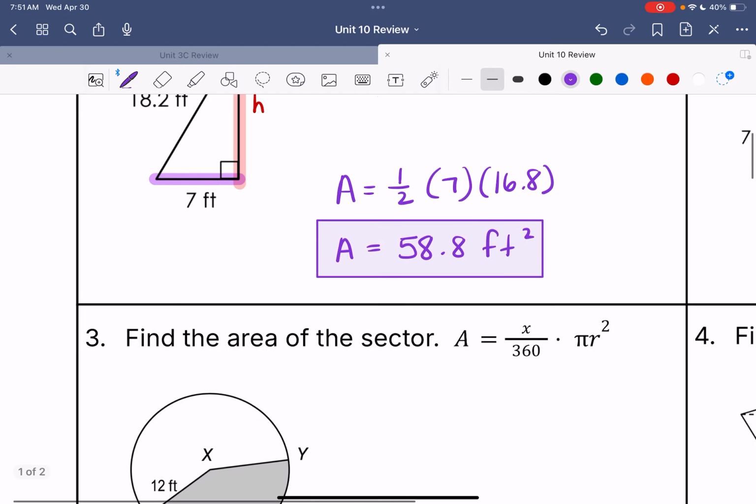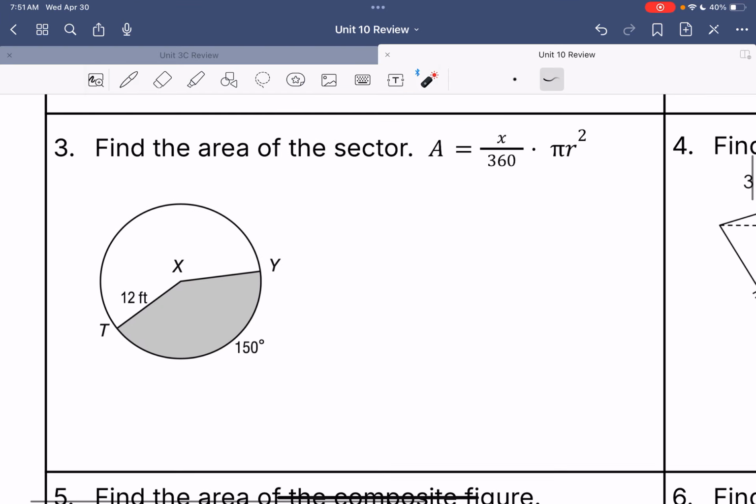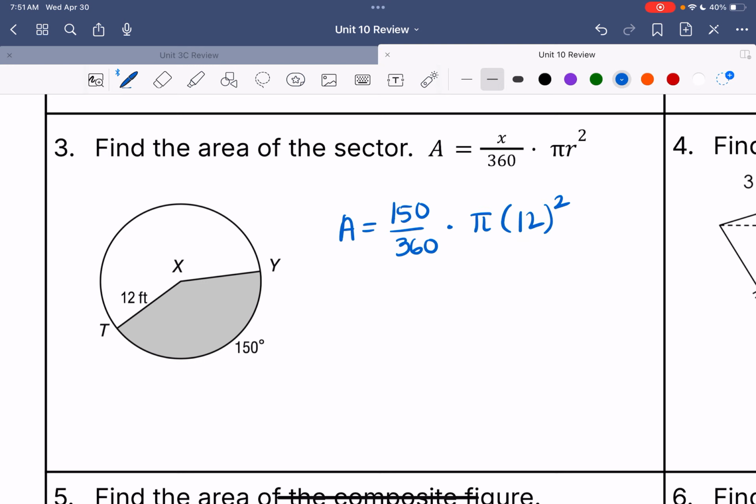Okay, problem number 3. Find the area of the sector. And again, the formula is already there. So it's the regular circle formula, pi r squared, but I only want the shaded area, so we need to know how many degrees. So see how it tells us right here, 150 degrees? That is our x. And then right here is our radius, so we're going to plug that in. So we have everything we need. We're just going to put it all together. 150 over 360 times pi times radius squared.